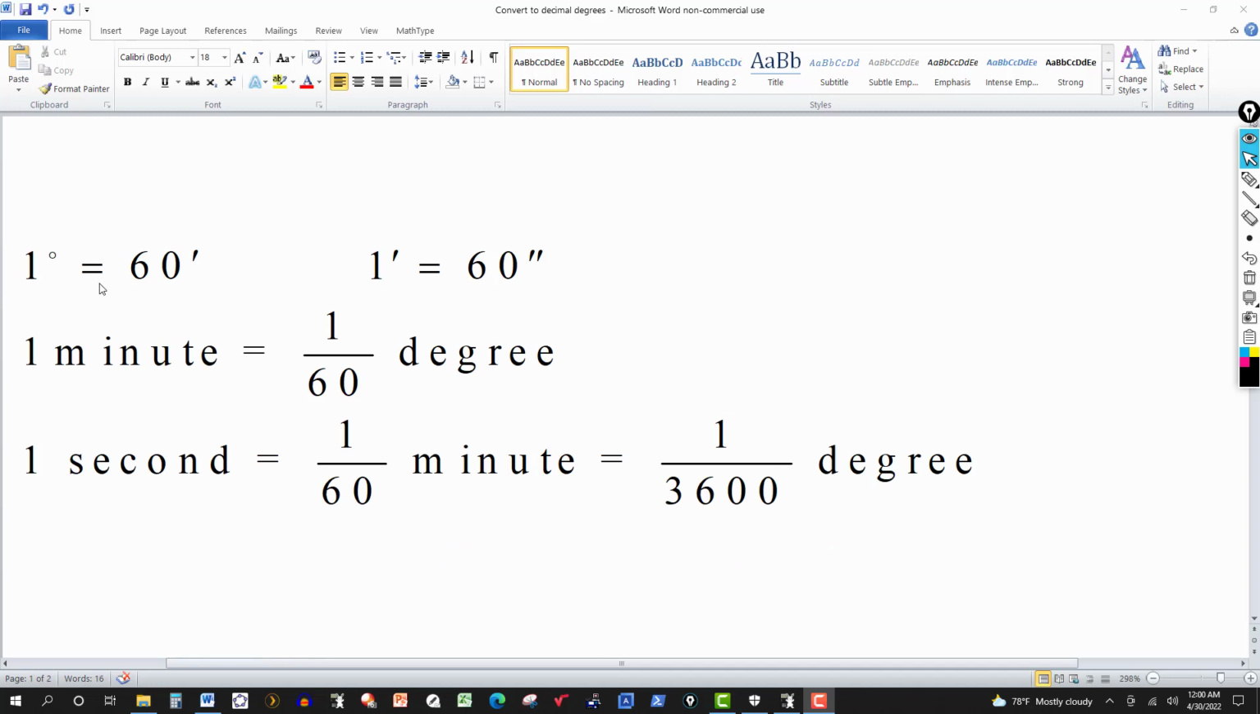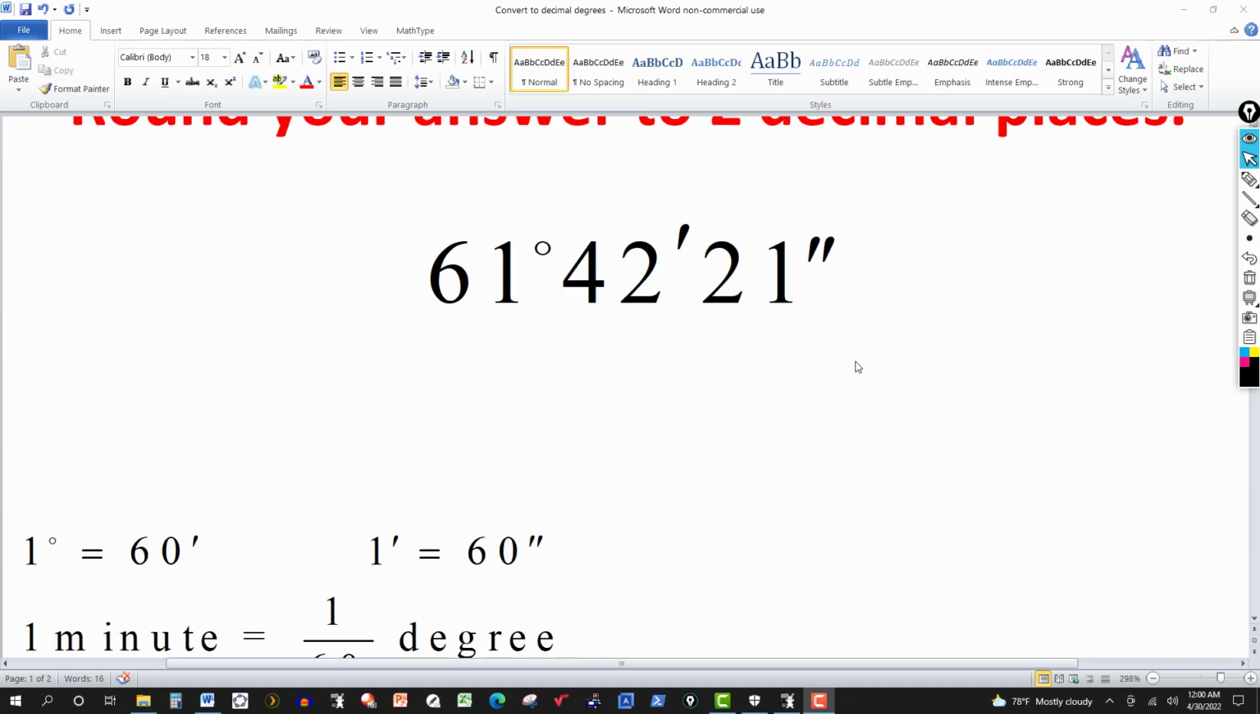1 degree is equal to 60 minutes. 1 minute equals 60 seconds. Therefore, 1 minute has to be 1/60th of a degree. 1 second will be 1/60th of a minute, which means that's equal to 1/3600ths of a degree. So those are the conversion formulas that we can use here. So what we'll do is take this part right here and convert that to decimal degrees.